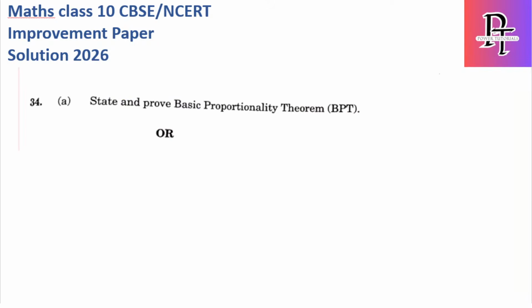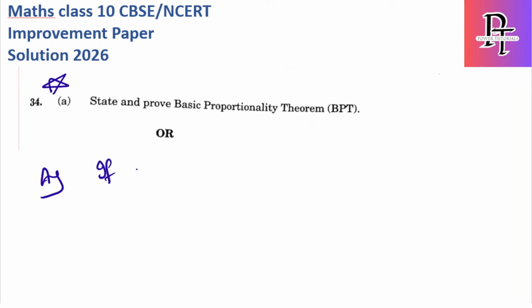Okay, let's move to the next one. State and prove the basic proportionality theorem. This is the most important question, which is repeated again and again in most of the CBSE board exams. If it is coming from standard, it will not come for compartment. If it is coming from compartment, now they have got it for improvement also. It's a direct theorem. So what does the theorem state?